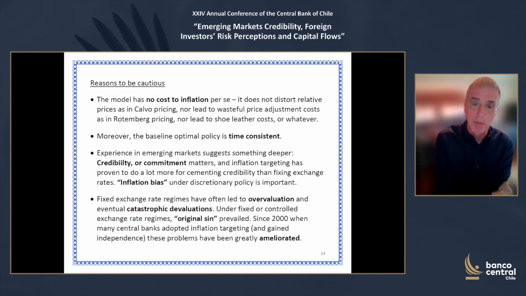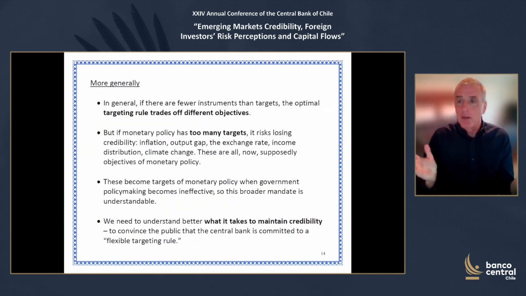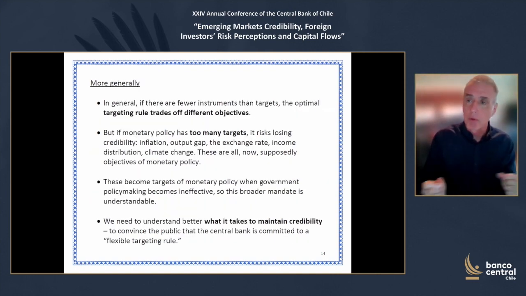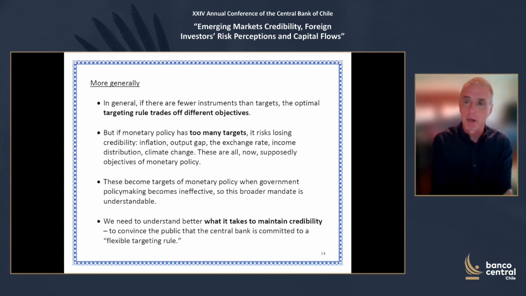And I'm a little bit worried about that because when we've had policies in emerging markets that target exchange rates, then we've had these episodes of overvaluation and catastrophic devaluations. There was original sin, so governments couldn't borrow in their own currency. And those things have really been greatly ameliorated with the adoption of inflation targeting. And I think that's because it gave credibility to the monetary policy. And in fact, in general, this idea that we have to target more things comes out of our models, but I'm worried about what that means for monetary policy credibility.